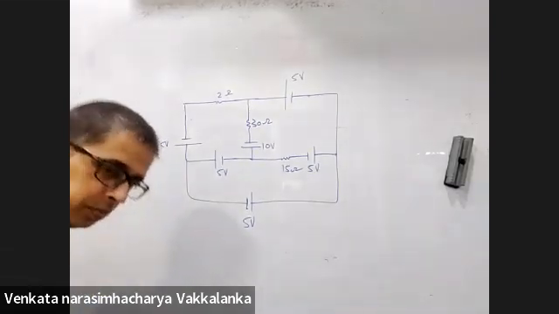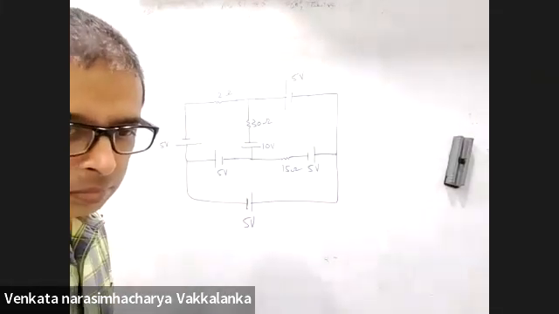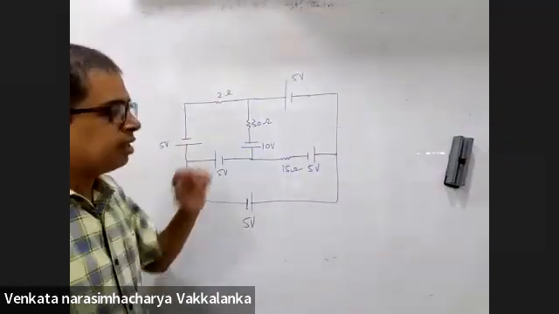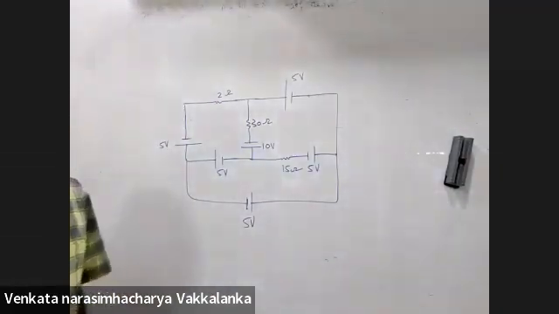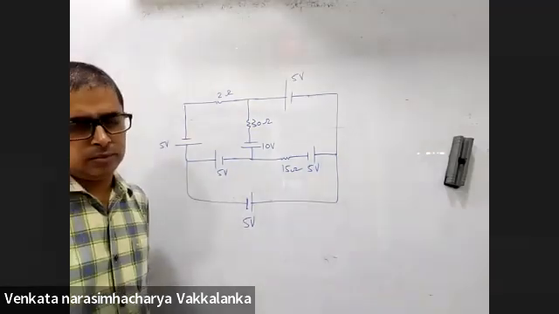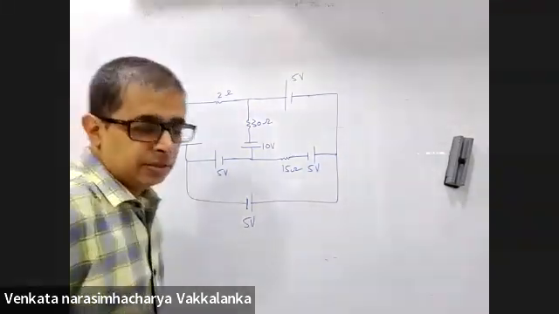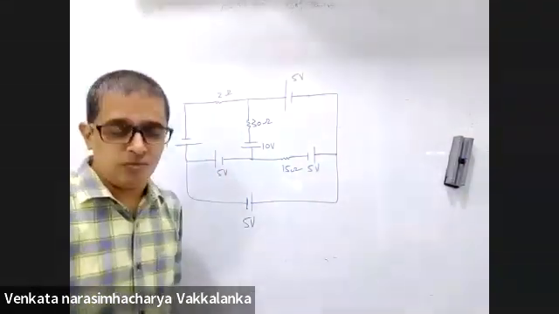So, current across all the resistors, huh? Like 2 and 3. That is 0.5 and 2.5. I think, I don't know the answers, I'll solve. Okay.